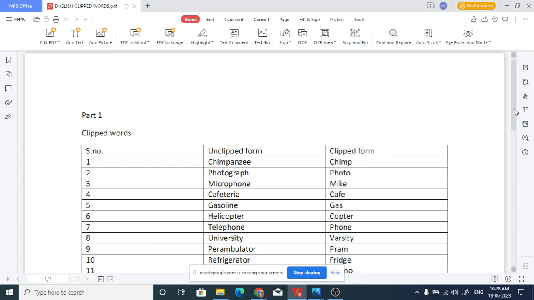Refrigerator. What do we use? Fridge, sir. For protecting the food, sir. So, instead of refrigerator, fridge. Correct. So, you see, why has this clipped form come? Because the unclipped form is very long or we mispronounce it sometimes. So, the clipped form has come.